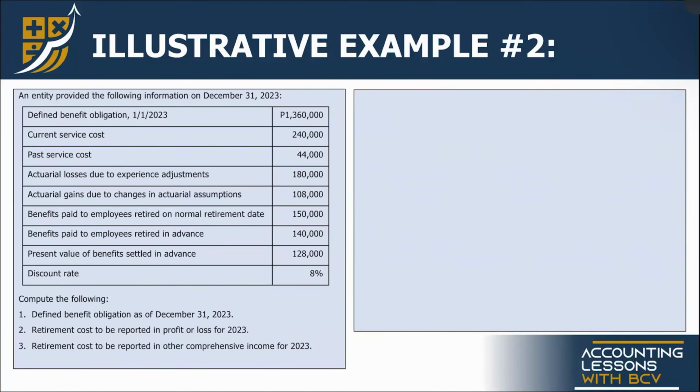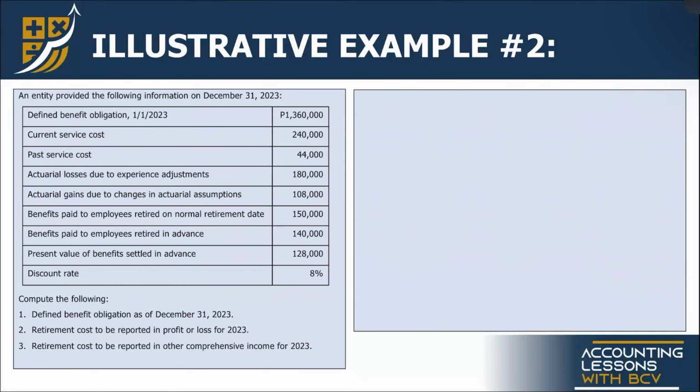Next. Second illustrative example. Here it is. We will also apply the amounts we recognize for the defined benefit obligation. Okay? So, we are given the following information on December 31, 2023. We are asked to compute the defined benefit obligation as of December 31, retirement costs to be reported in P&L and retirement costs to be reported in other comprehensive income.